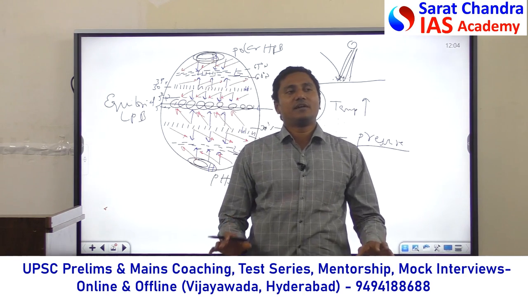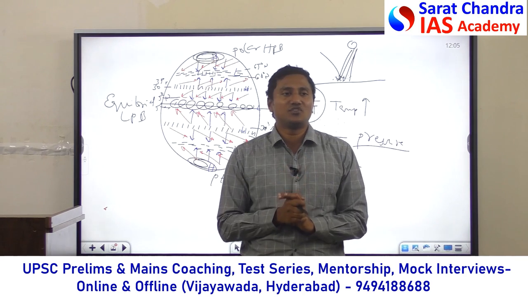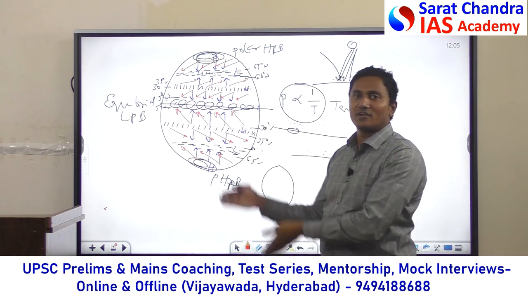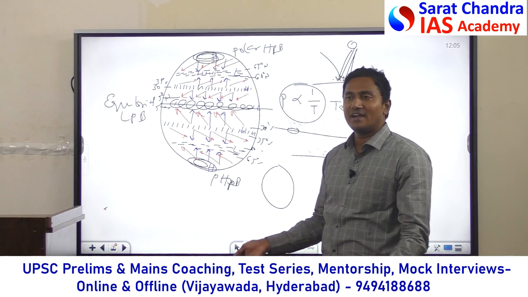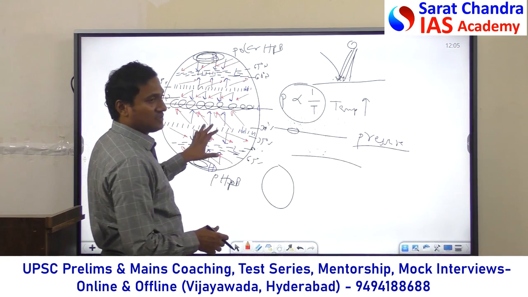So now I have explained the winds also, right? Now these winds are called planetary winds. You know why? Because they are there throughout the planet. Planetary winds. Okay. Now, do you want me to draw another diagram because it's very confusing? Or okay?